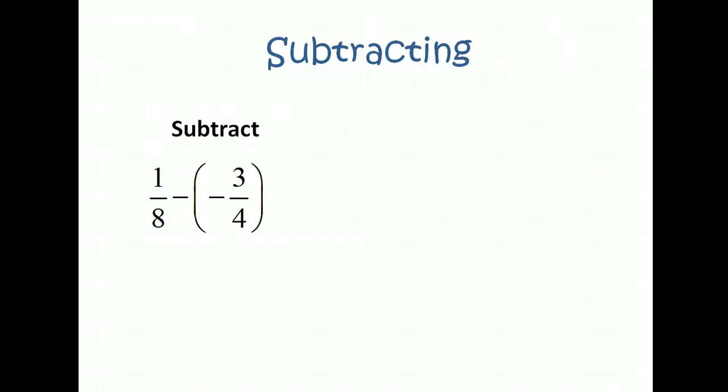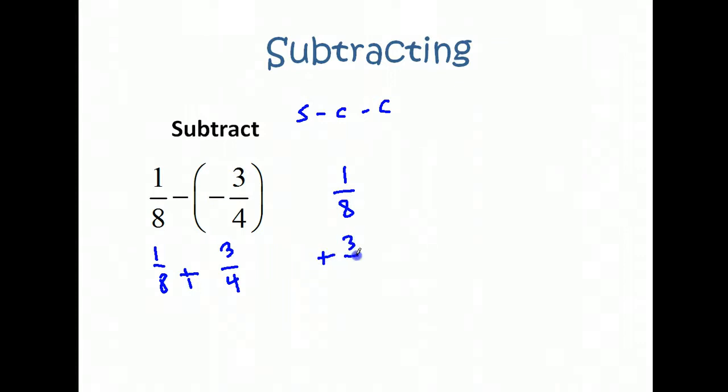All right, let's try another one. This one's very similar. Subtraction again, so remember, same, change, change. First fraction stays the same. Change subtraction to addition. Change negative 3/4 to positive 3/4. Oh, look. Now I'm adding, and both fractions are positive. Oh, that's no big deal. I can do that. 1/8 plus 3/4, because when the signs are alike, I just add them together, and the answer keeps the sign.